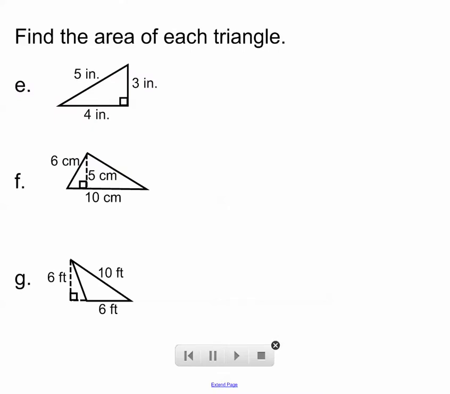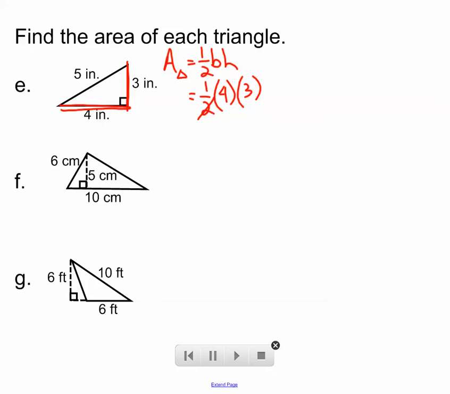Next, let's find the area of these triangles. So we've done area of basically rectangles at this point in our problem sets. Today we're going to deal with area of triangles. We did a little bit in an activity earlier. Well, the area of a triangle is 1/2 its base times its height. 1/2 times base times height.